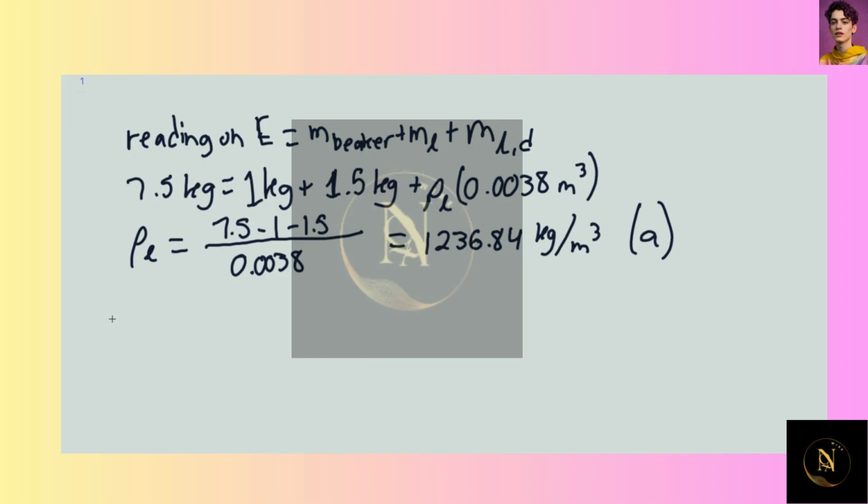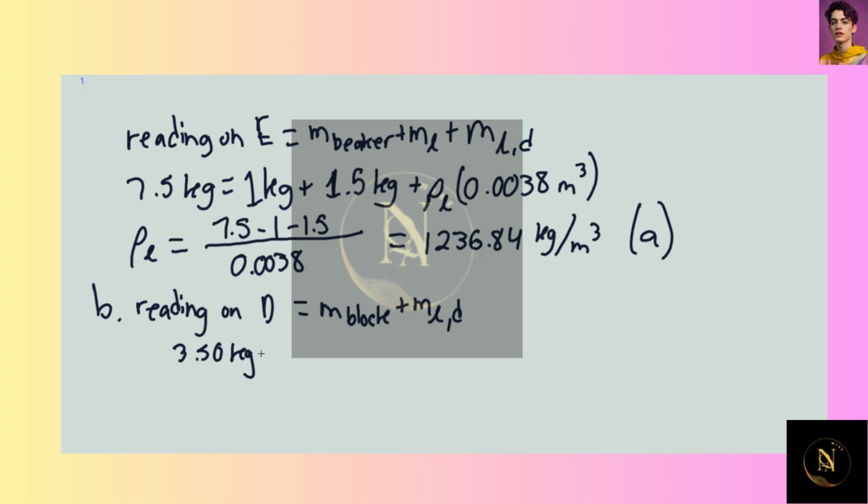For part B, however, we need to first find the mass of the block. The reading on D is simply going to be equal to the mass of the block plus the mass of the liquid being displaced as well. We know the reading on D is 3.5 kilograms. We need to find the mass of the block, and then we have the mass of the liquid being displaced. This mass of the liquid being displaced is going to be the density of the liquid times the volume of the liquid being displaced.